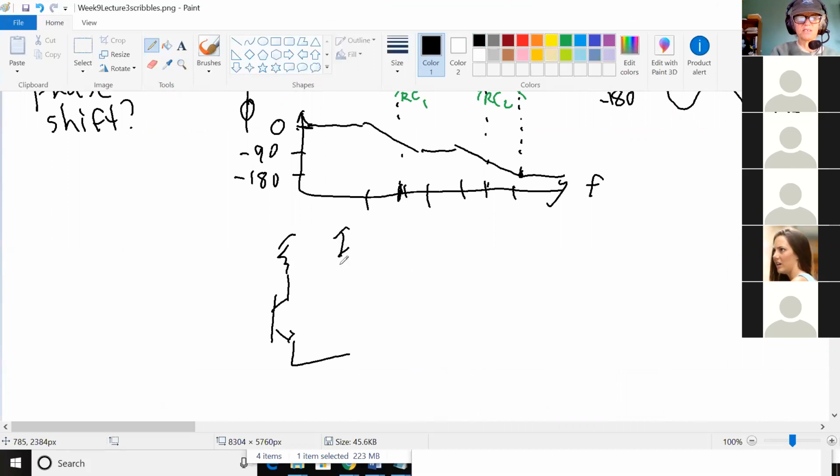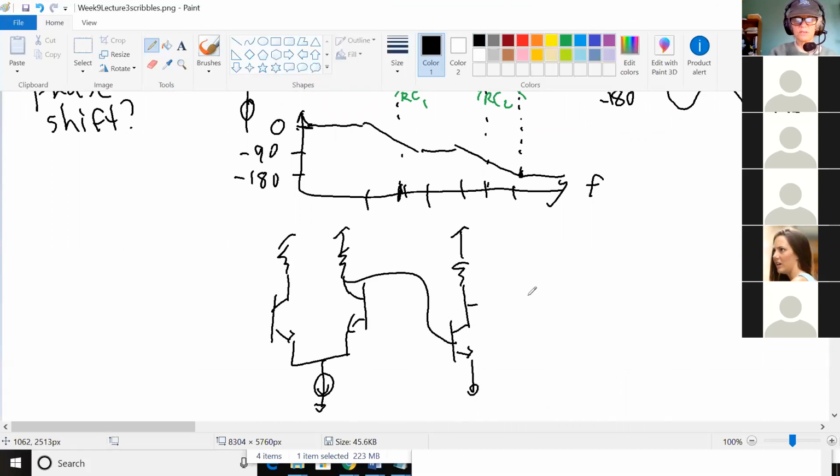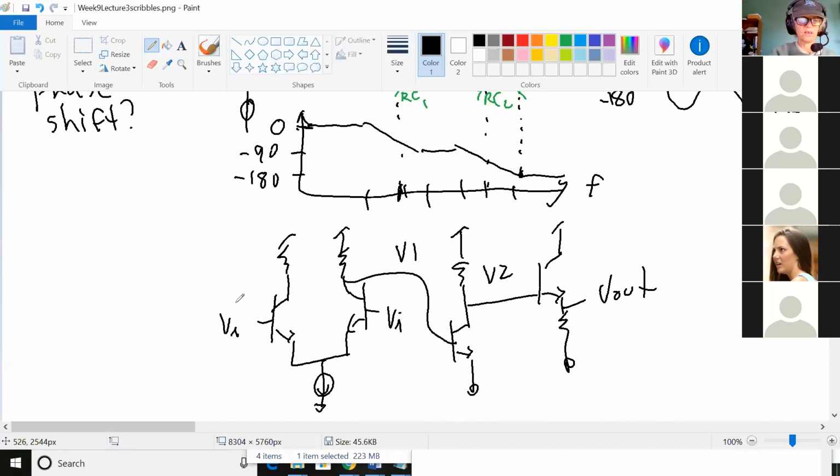And I'm doing BJTs again just because that's what I started drawing, but exact same arguments for MOSFETs. Let's make them all NPNs. Let's call this V2, V1, and Vin. So the non-inverting input, when it goes up, V out should also go up. So which one of these is the non-inverting input?